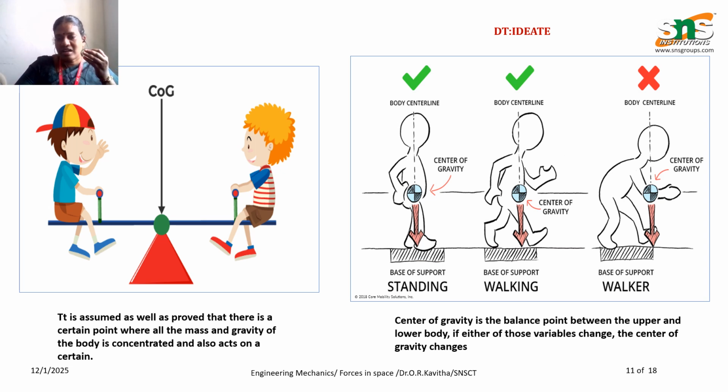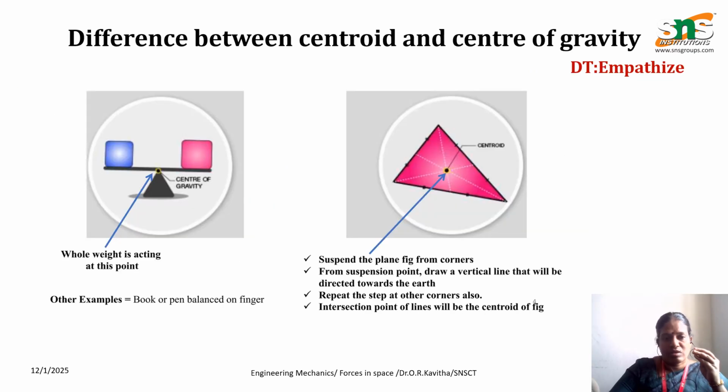Similarly, you can see a person who is walking like this, and some handicapped person walking like this using a walker, and then the CG will not be at the center. You can see this CG will not be the same. It will depend upon the position also. So therefore, studying the CG is very, very important.